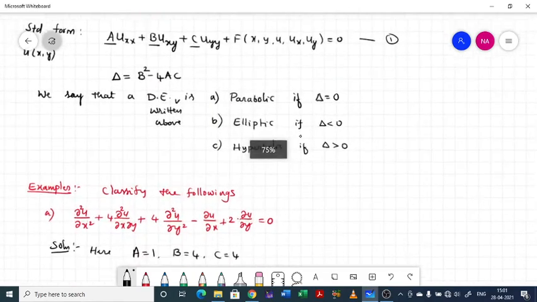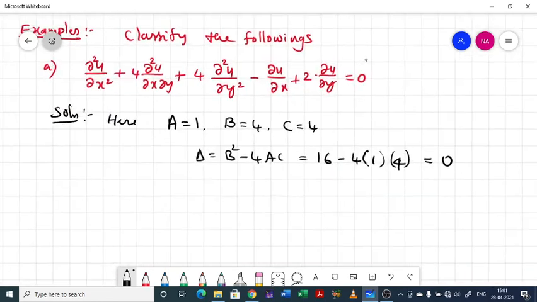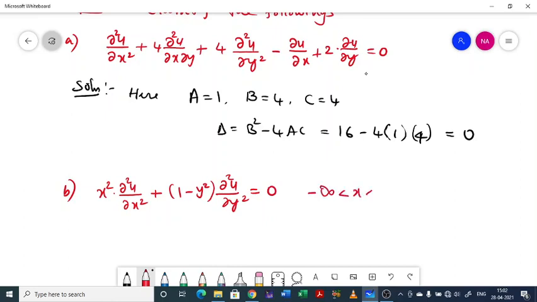Next, problem B, example B. Let us take the equation x² ∂²u/∂x² + (1 minus y²) ∂²u/∂y² equal to 0. It is given that x lies between minus infinity and plus infinity and y lies between plus 1 and minus 1. Solution again.